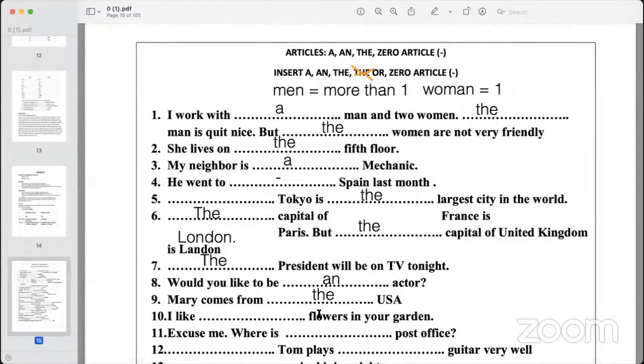So number 10, I like something flowers in your garden. So understand whether they're talking about more than one or if they're talking about one. So is it going to be I like a, an, or the flowers in your garden? I like the flowers in your garden. Good. Well done. Good job.